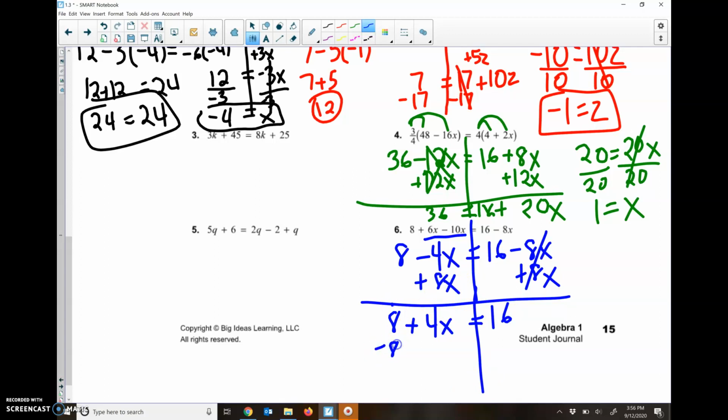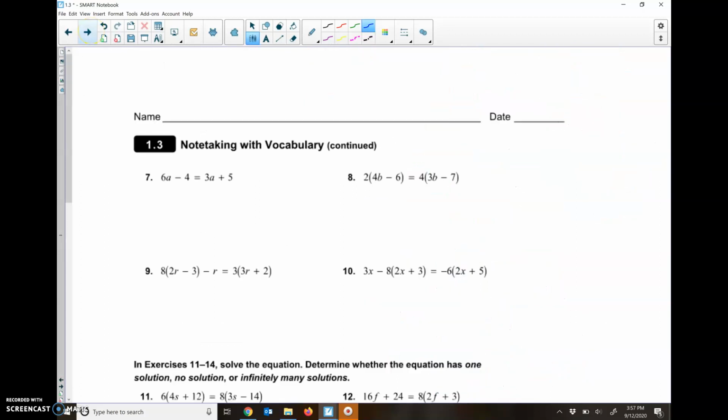I'm going to bring my 8 to the other side now. So it's a plus 8, so I minus 8. So I'm left with 4x. 16 minus 8 is 8. Then last step, it's 4 times x, so I'm going to divide by 4. 8 divided by 4 is 2. All right, we're going to look at the next page.